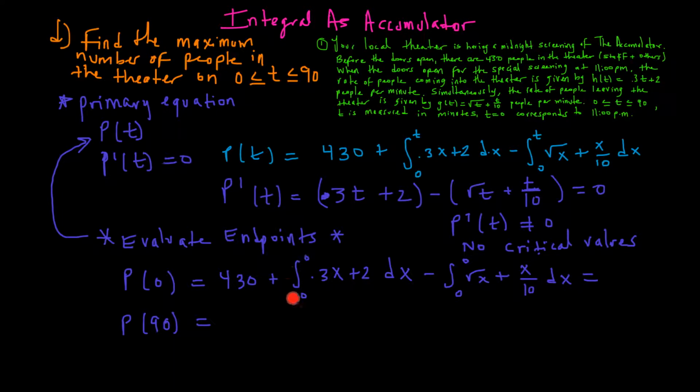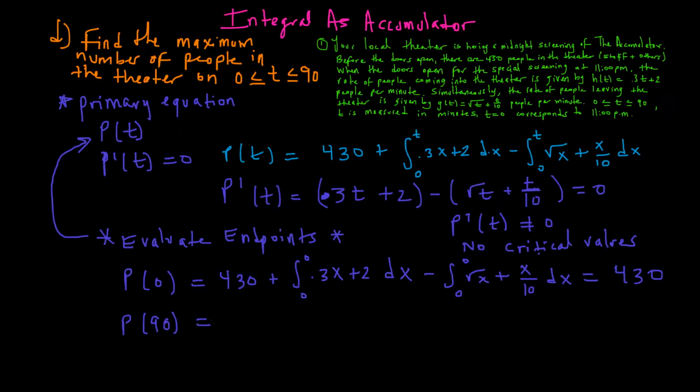Well, this integral, 0 to 0, that's going to go to 0, because there's no room to accumulate any area. And so we do have a 430 at the beginning, which was the initial amount. Now that makes perfect sense. This is the number of people at 11 p.m. when the gates were about to open. The number of people in the theater is just exactly 430, which is what you initially had.